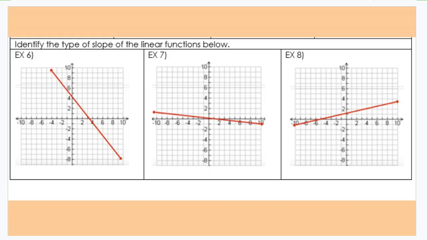On this next section of your notes, you're just going to go through and look at each of these different lines for examples 6, 7, and 8, 9, 10, and 11, and tell me which of the 4 types of slope you see in the graph. So you can pause the video and write whichever one they are, and then press play to check your answers.